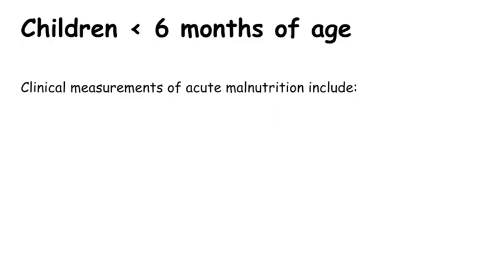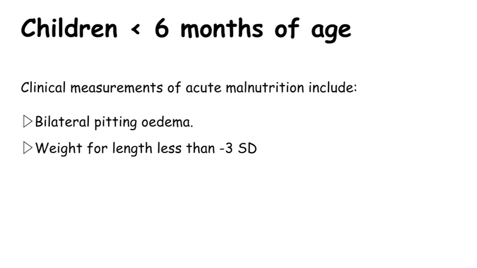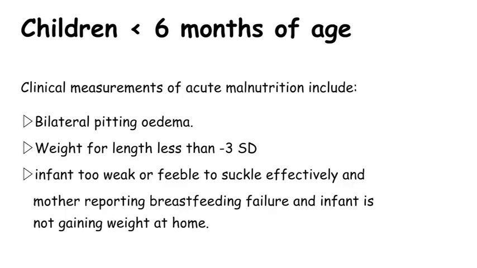For children less than 6 months of age, clinical measurements of acute malnutrition include bilateral pitting edema, weight for length that is less than -3 standard deviations, or the infant is too weak or feeble to suckle effectively, and the mother reporting breastfeeding failure and the infant is not gaining weight at home.